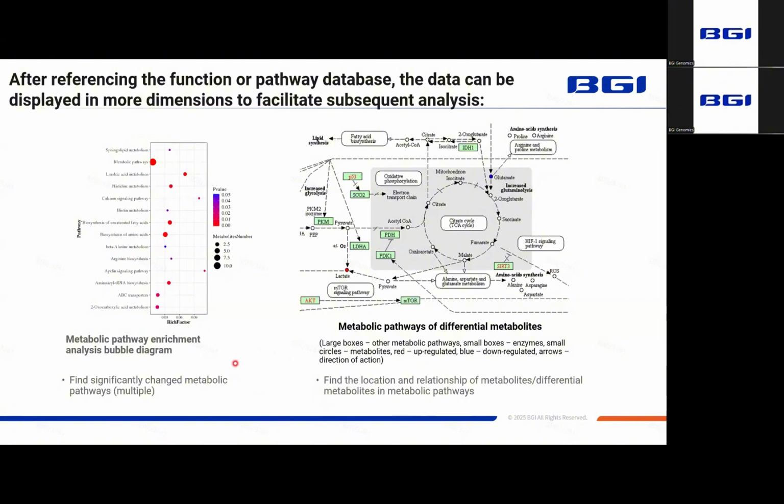Then we will reference the database, like functional or pathway. Bubble diagram can show the significantly changed metabolic pathway. And with the pathway map, you can find the location and relationship of them. You can also see related metabolites and enzymes and so on.